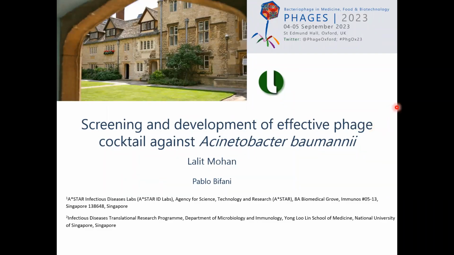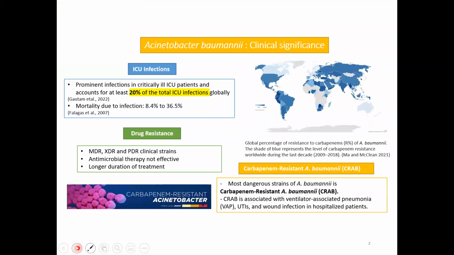Good morning. Today I'll be presenting a flash talk on screening and development of effective phage cocktail against Acinetobacter baumannii. As you all are aware, Acinetobacter baumannii is clinically relevant as it causes up to 20% of the total ICU infections globally, and it causes mortality of about 8.4% to 36.5% of the people, depending upon the region.